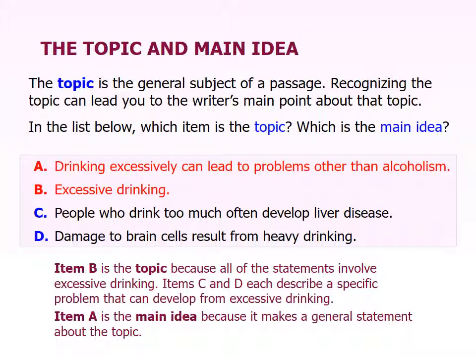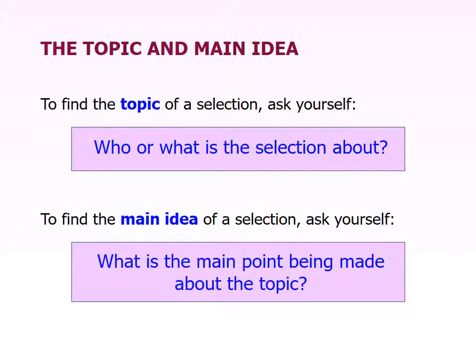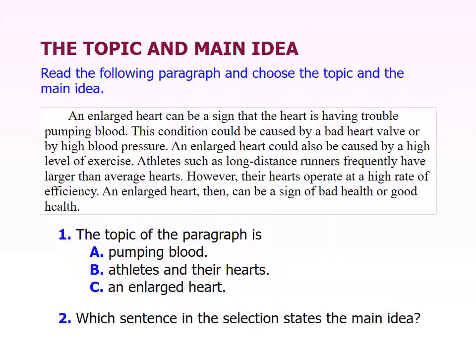So in this case, B is going to be the topic. Excessive drinking is the only one of the list that is not a complete sentence. It's just a couple of words. And A is the main idea because it is the most general of the sentences that are left. Drinking excessively can lead to problems other than alcoholism is more general than people who drink too much often develop liver diseases or damage to brain cells results from heavy drinking. Again, to review, to find the topic, we ask ourselves who or what the selection is about, and then to find the main idea, we ask ourselves, what's the main point being made about the topic?